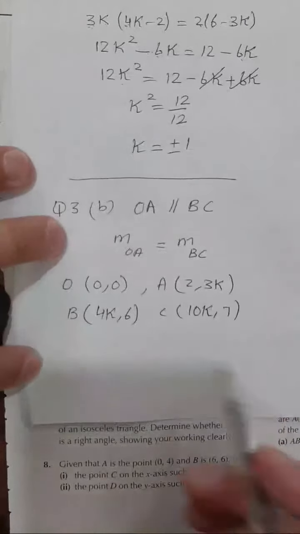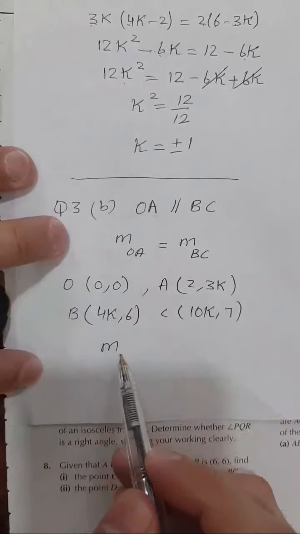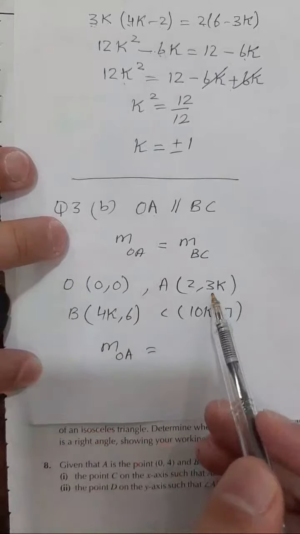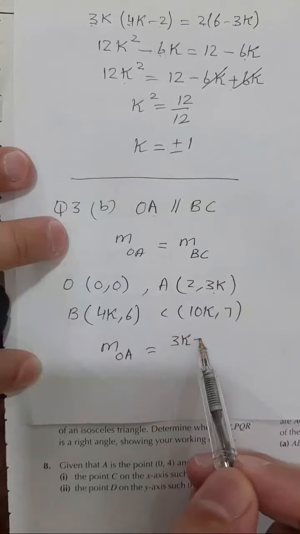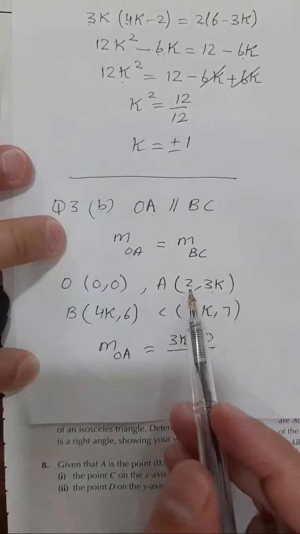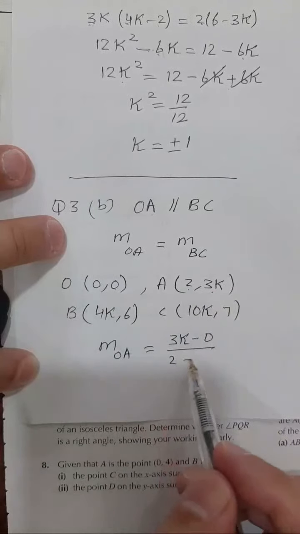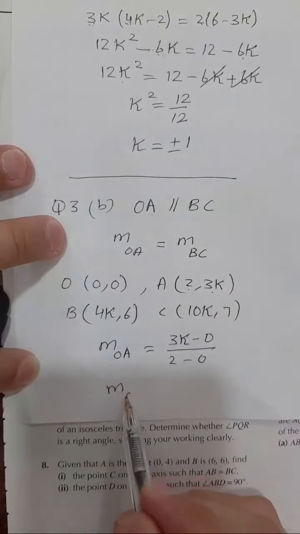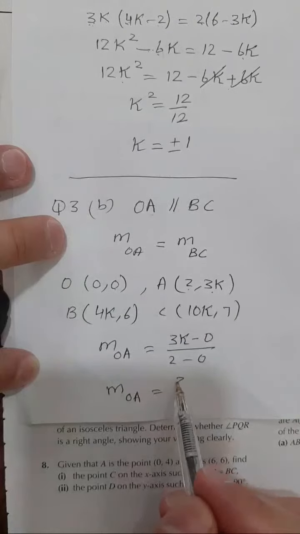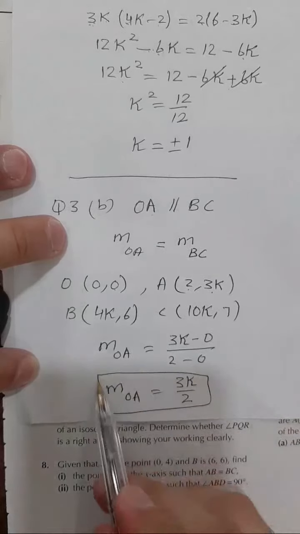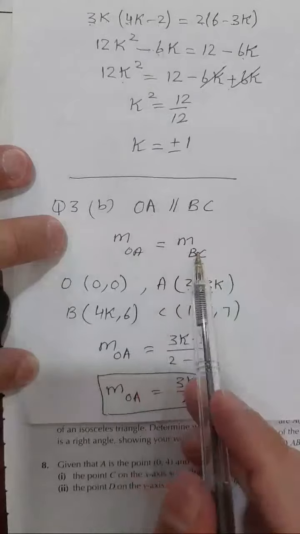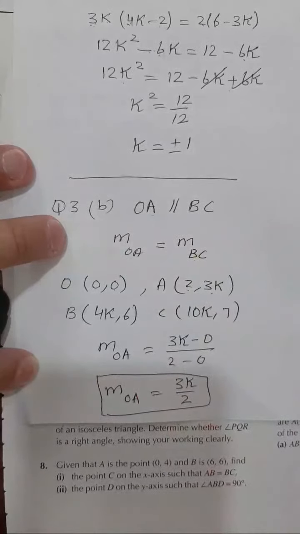So finding the gradient for OA, y2 minus y1, 3k minus 0, divided by x2 minus x1, that is 2 minus 0. So the gradient of OA will be 3k by 2. Now this is the gradient for OA. Now we need to find the gradient of BC, and then we will equate them to find the value of k.